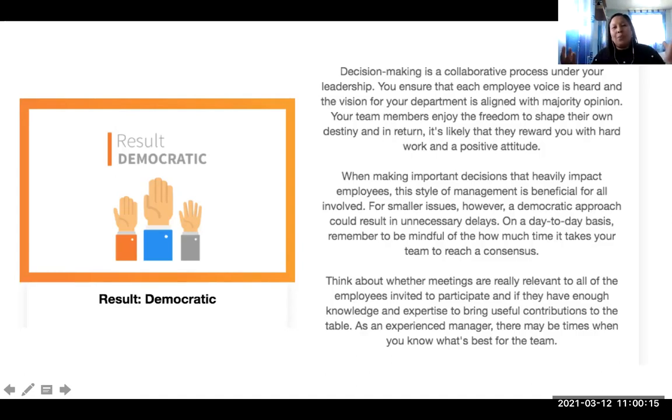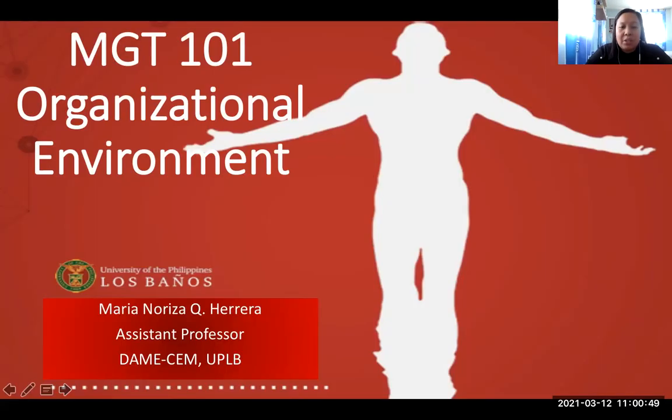When you are a democratic kind of manager, your decision-making is always collaborative, and we ensure that employees' voices are being heard. I think that also reflects how I handle my subjects. Everything has pros and cons, but it's just a matter of managing expectations and handling the issues well. There's nothing that can't be settled through good conversation, right? Okay, so let's proceed with our discussion for today, and that will be the organizational environment.